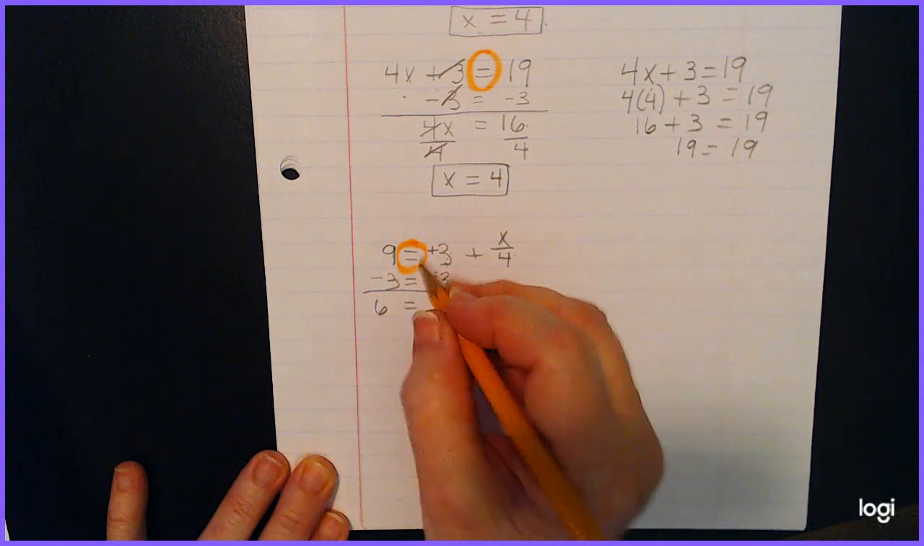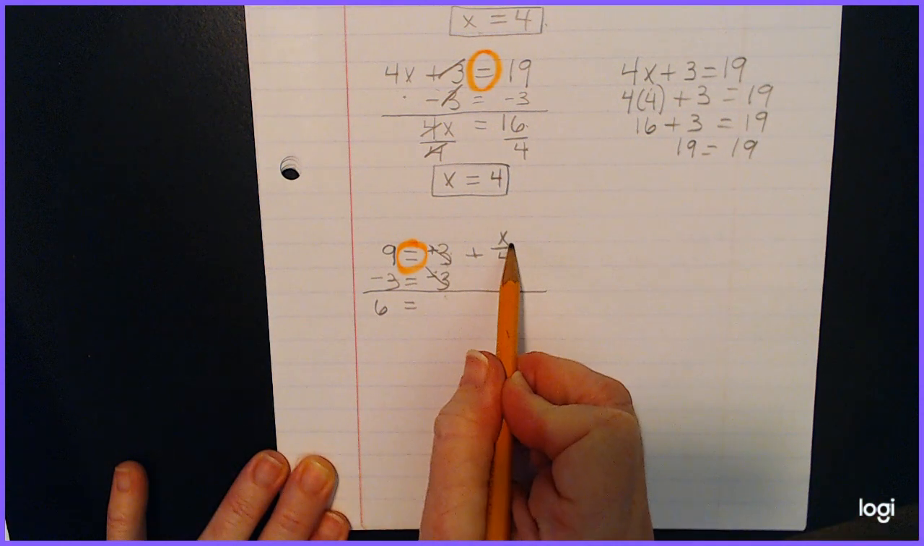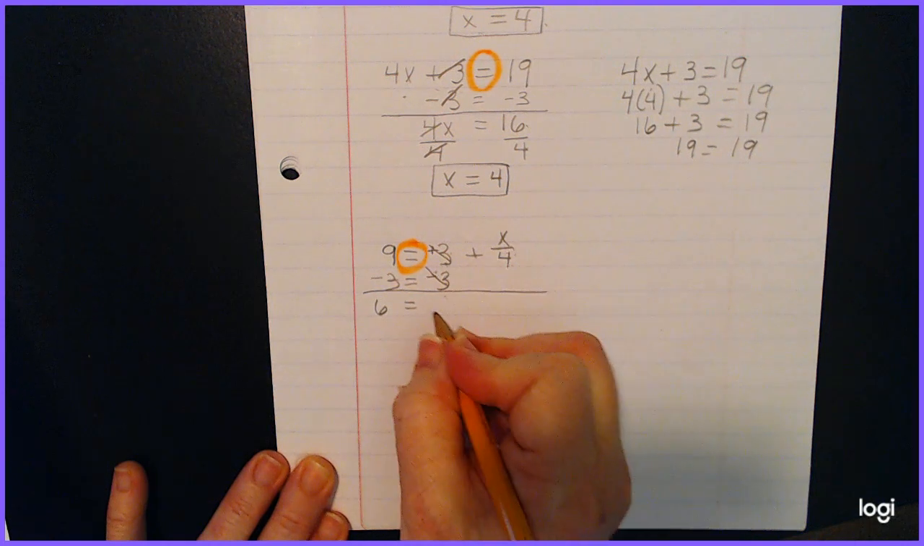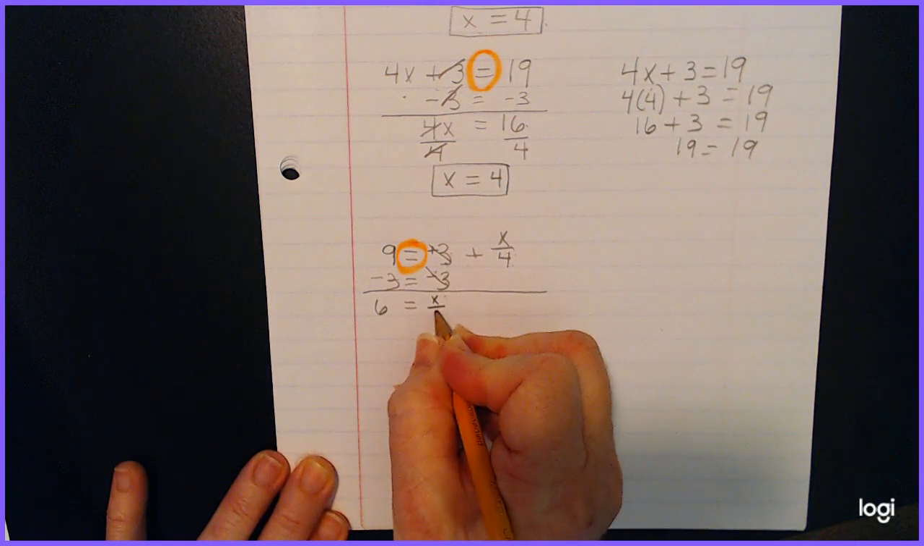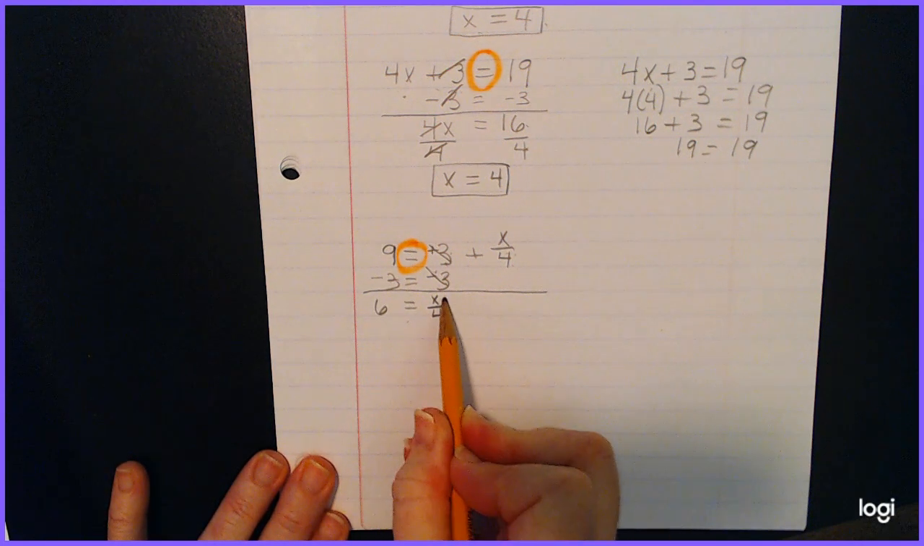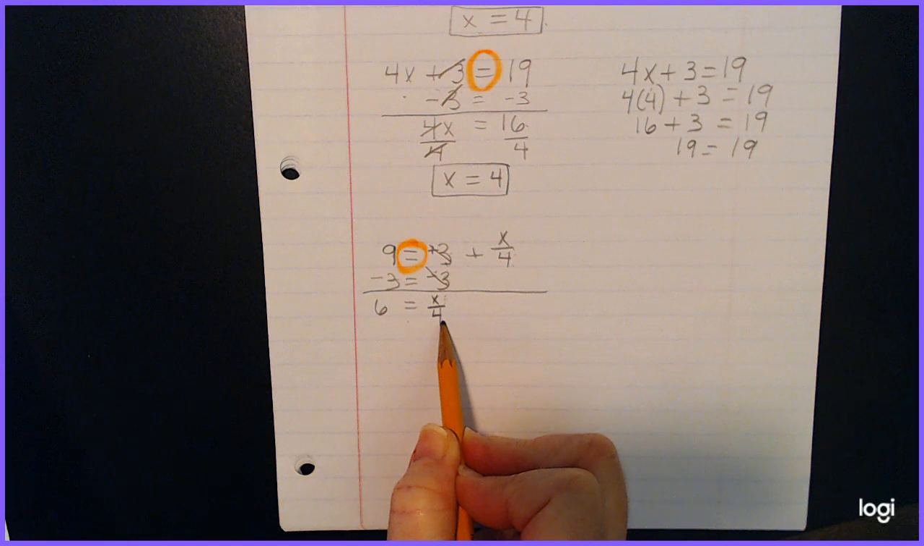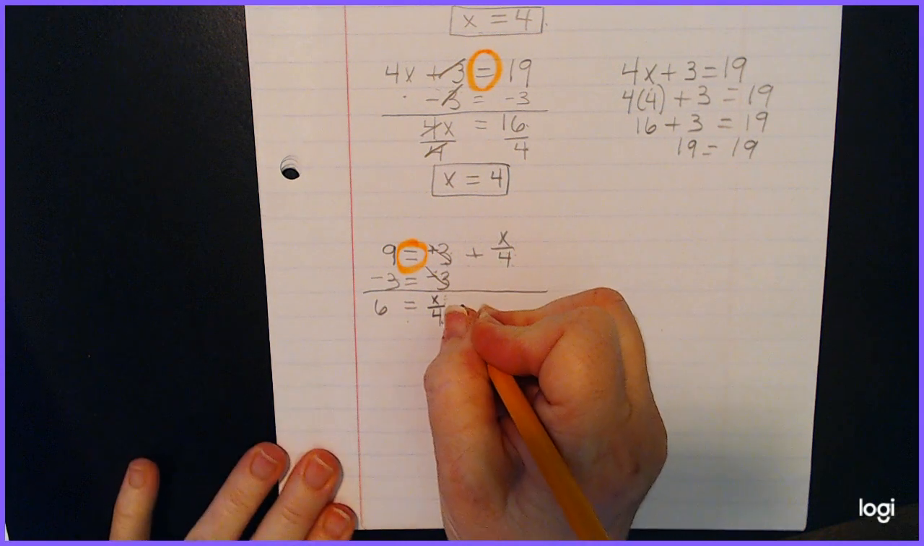Opposite operations will cancel. And what do I have left? I have left a positive x divided by 4. Well, here's my balance still. I've got a dividing by 4. What is the opposite of dividing by 4? The opposite of dividing would be multiply.